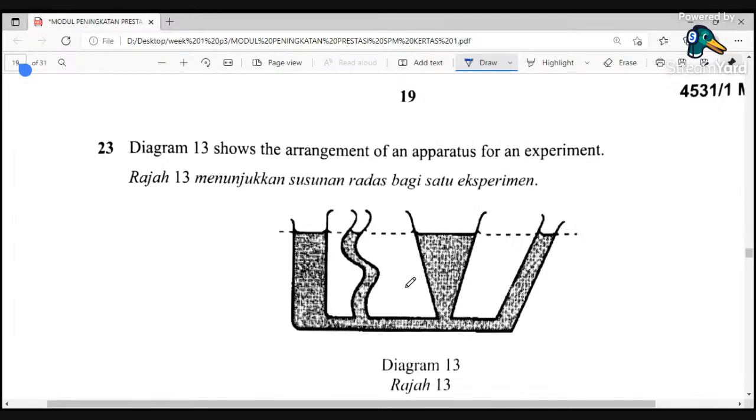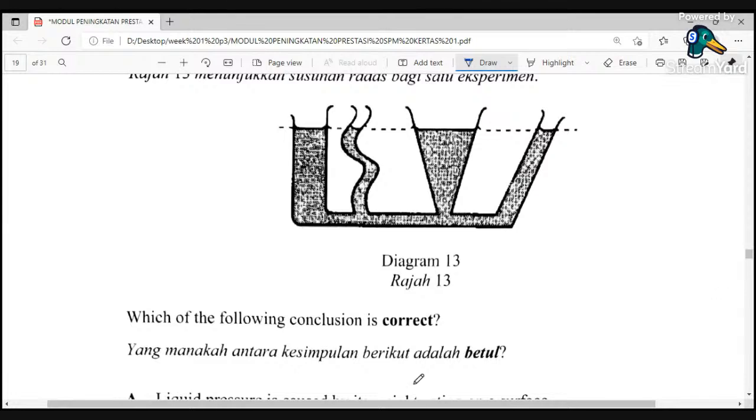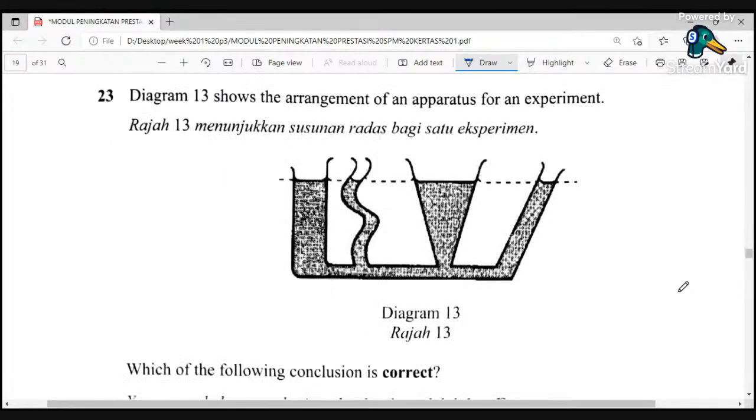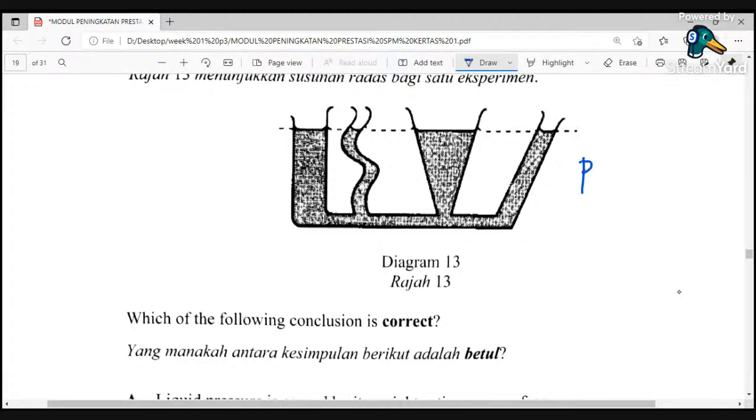Okay, number 23. Diagram shows arrangement of apparatus for an experiment. Which of following conclusion is correct? Yang mana satu betul? Okay, this one is pressure, concept of pressure in liquid. P equals to H rho G.